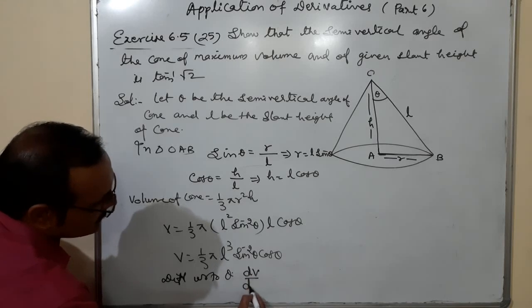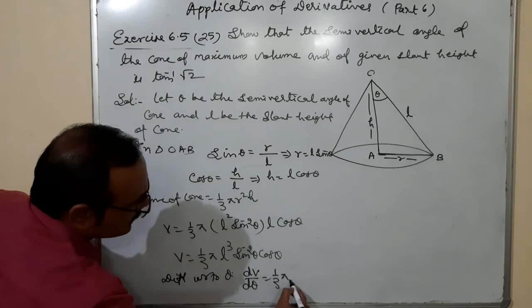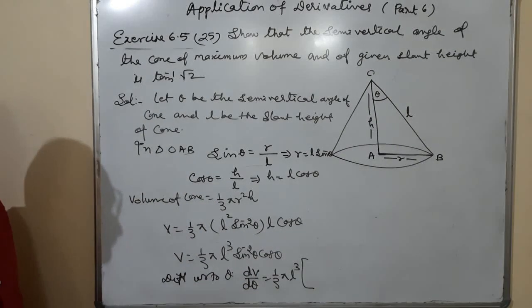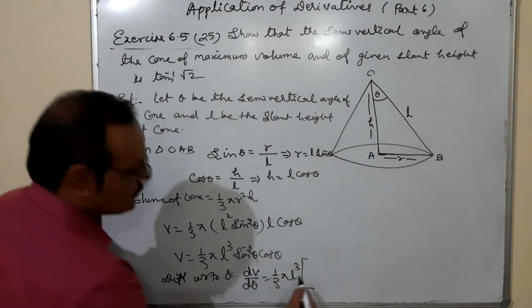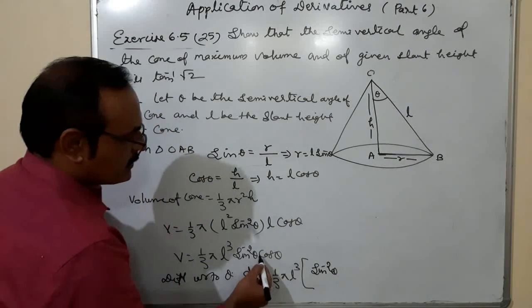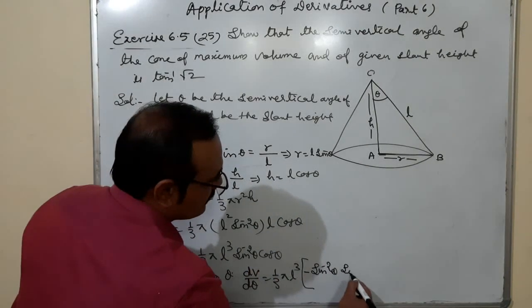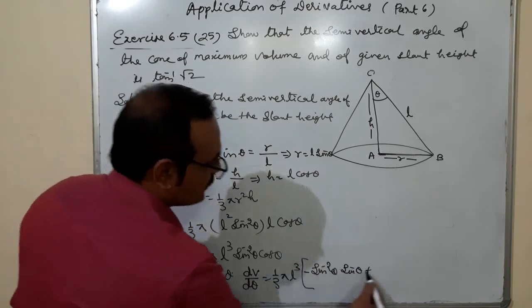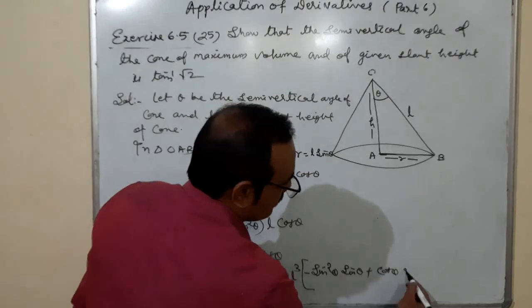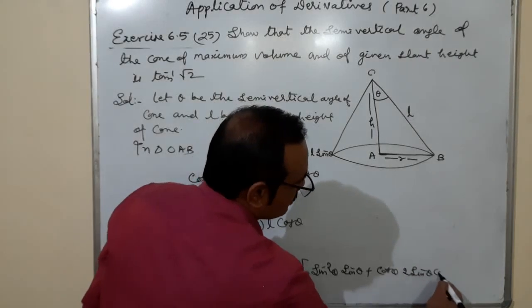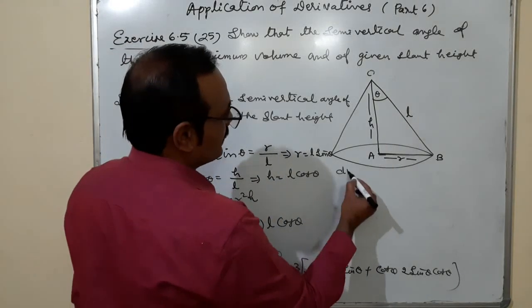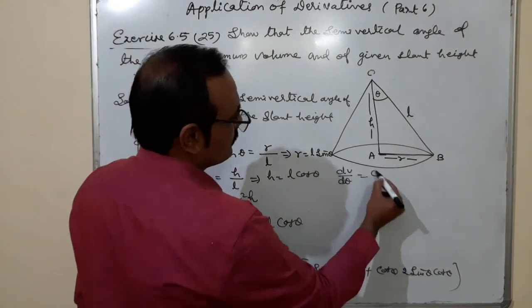So dV by d theta is equal to 1 upon 3 pi L cube, and this is a product rule. In the differentiation, product rule will be applied. First function sine square theta, differentiation of second function minus sine theta, plus second function cos theta, and differentiation of sine square theta, 2 sine theta into cos theta. So for maxima and minima, dV by d theta is equal to 0.